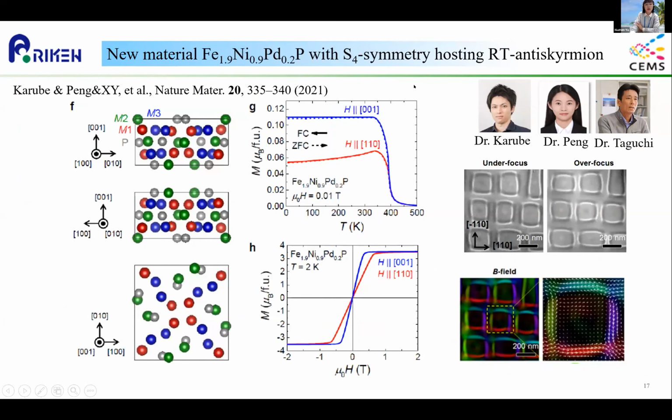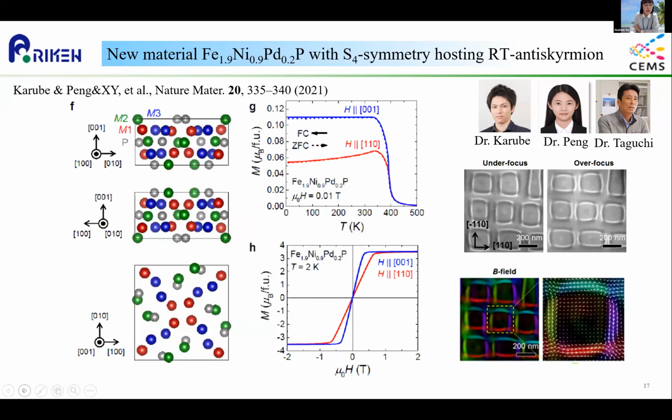And most recently, my colleagues, Dr. Karube and Dr. Taguchi, discovered a new magnet with S4 symmetry. Very excitingly, this material also hosts the room temperature antiskyrmion. And you can clearly see, in both the Lorentz TEM and the DPC-STEM observations, a quite perfect square antiskyrmion lattice.